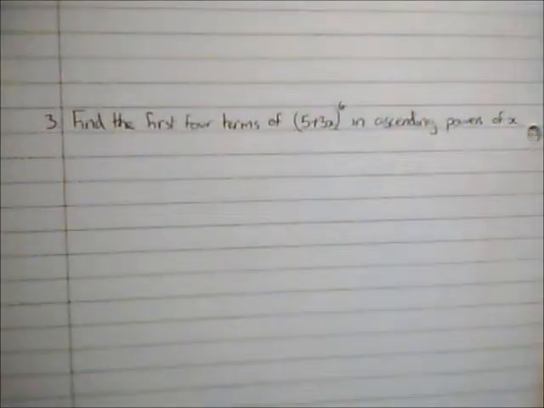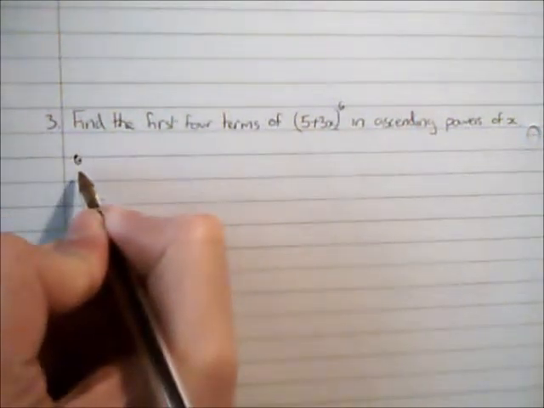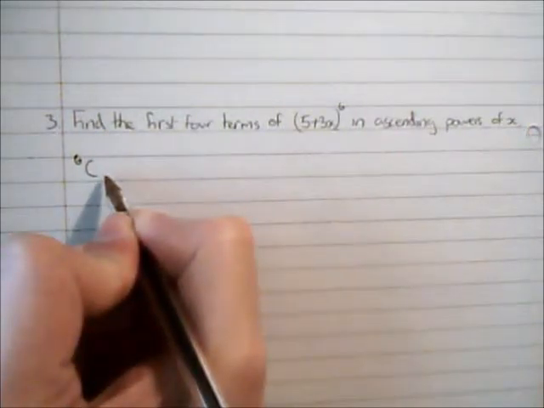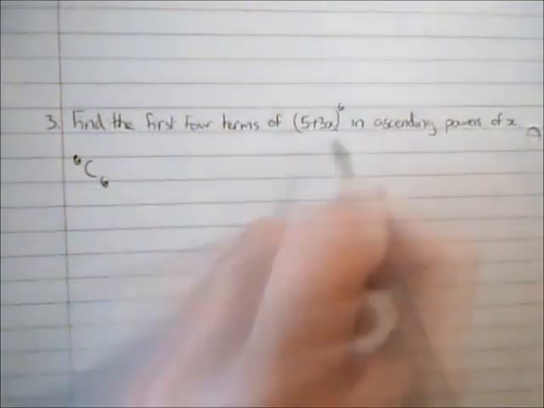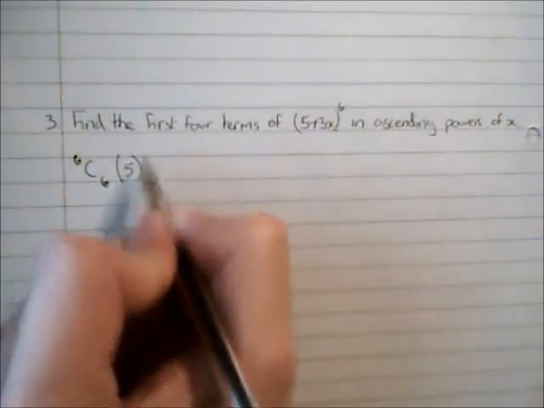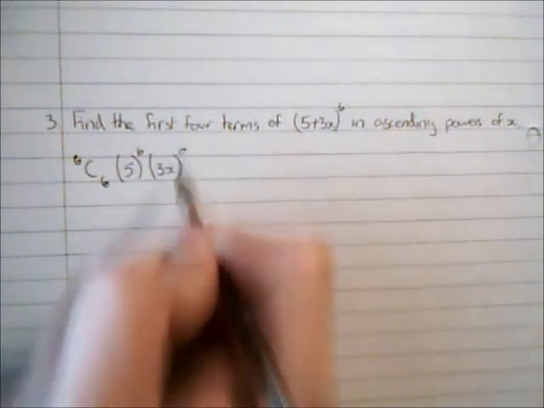And then I'm going to look at this third question. So this is asking me to find the first 4 terms of this expansion in ascending powers of x. So the first term is going to be 6C6. So I'm going to select the first term 6 times, so 5 to the power of 6 multiplied by 3x to the power of 0.